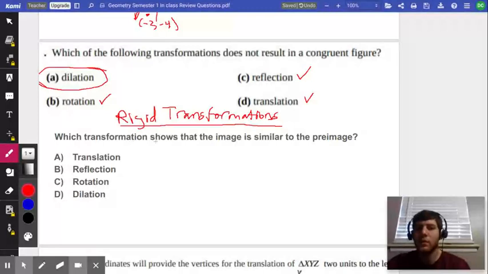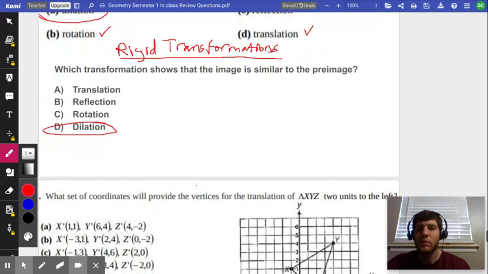Okay, which transformation shows the image is similar to the pre-image? Again, this is going to be a dilation. Don't even worry about these two questions, though. We'll get to that when we talk about similar figures.